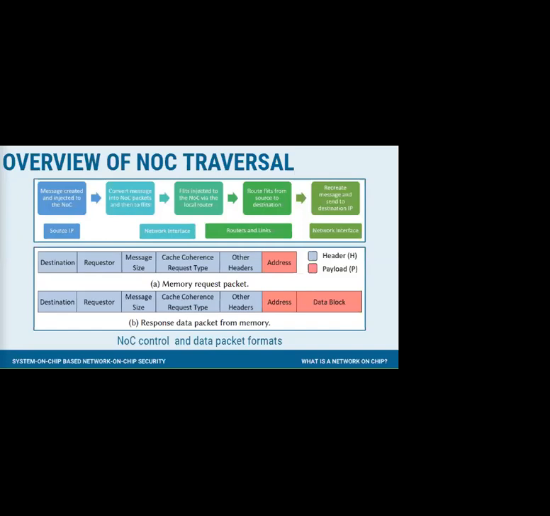And also the image below shows the format of a memory request packet and a response data packet used in the Gem5 architectural simulator, which is the simulator that I'll be using for a demonstration, maybe today or in the next webinar. So this is how a memory request looks. It has the destination, requester, message size, cache coherence, request type, and any other headers, and the address that needs to be set.